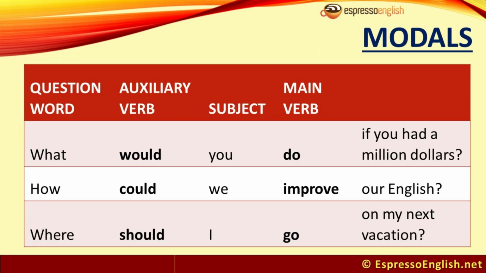We can also apply this formula to modal questions. For example, what, that's the question word. Would, that's the auxiliary verb. You, that's the subject. Do, that's the main verb. If you had $1 million, what would you do? How could we improve our English? Where should I go on my next vacation? So in these questions, the modal verb should, could, or would is the auxiliary verb, and the main verb is in the base form. Got it?